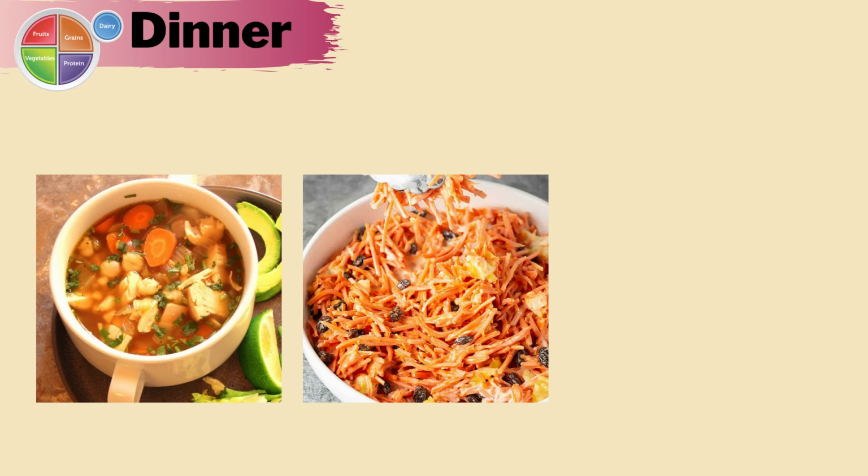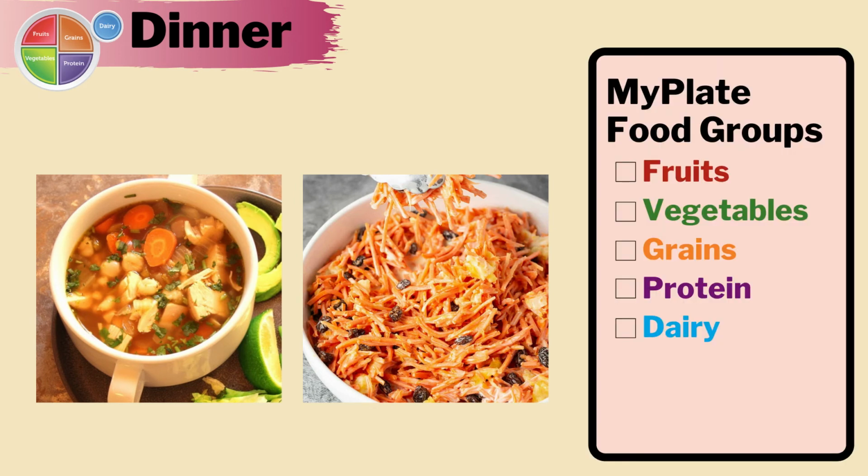Now let's look at dinner. For dinner, I have chicken pozole with the carrot and jicama salad. In this meal, I have 4 out of the 5 food groups. For vegetables, I have carrot, jicama, celery, and onion from the salad and pozole, grains from the hominy in the pozole, protein from the chicken, and dairy from the yogurt in the salad.